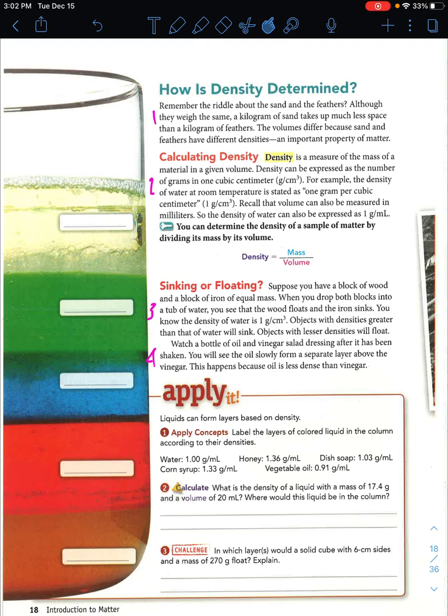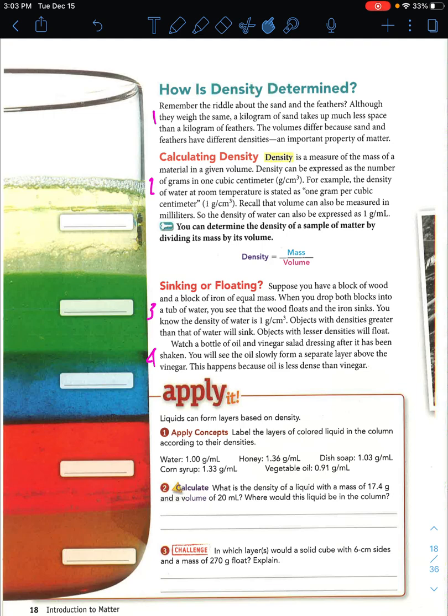So how is density determined? Remember the riddle about the sand and the feathers? Although they weigh the same, a kilogram of sand takes up much less space than a kilogram of feathers. The volumes differ because sand and feathers have different densities, an important property of matter.